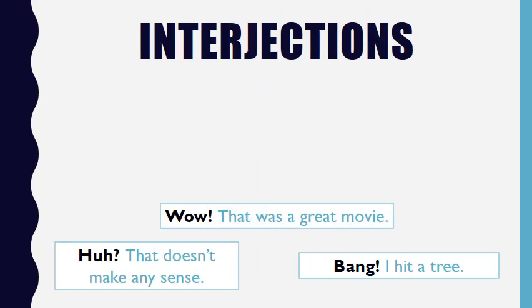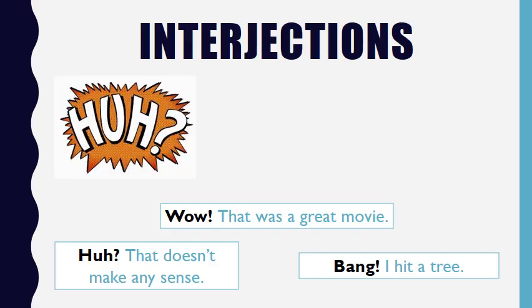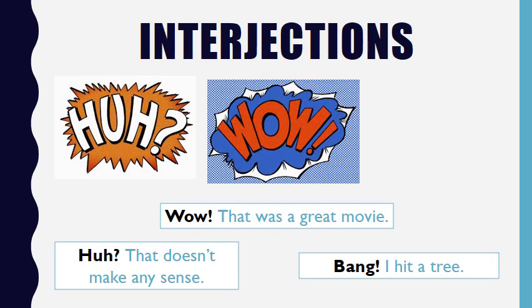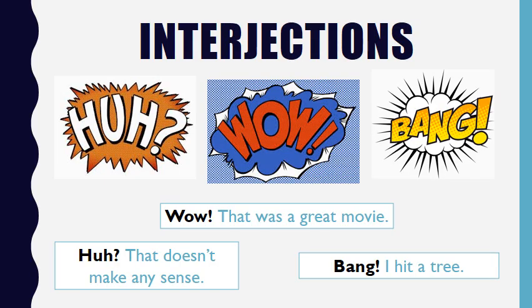The last part of speech is called interjections. An interjection is a word used to express emotion. It is often followed by an exclamation point. Interjections tend to make your writing more exciting to the reader. In each of the three examples listed, they describe how the author was feeling in a very dramatic way. Huh? That doesn't make sense. Wow, that was a great movie. And bang, I hit a tree.